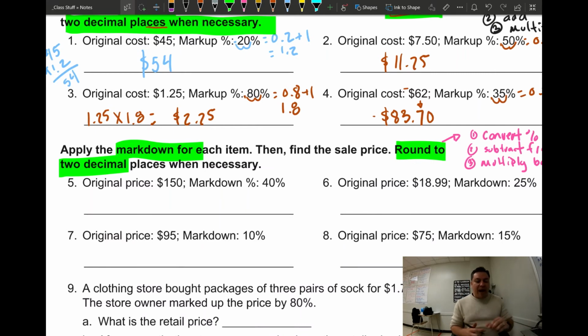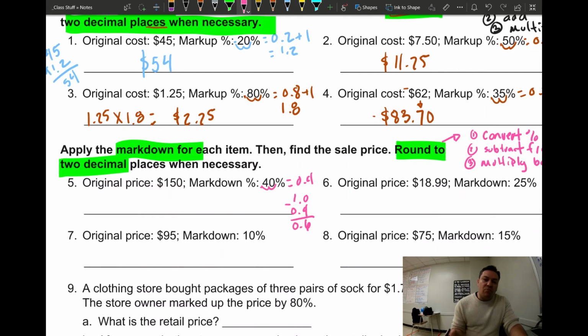Let's do number 5. Markdown, 40%. Same thing. This is 0.4. Now we're going to take away from 1. Okay? Do not subtract 1 from 0.4, because it's going to give you a negative number. You take it away from 1. So now you're going to do 1 minus 0.4. Line up your decimals. So this is going to be 0.6.